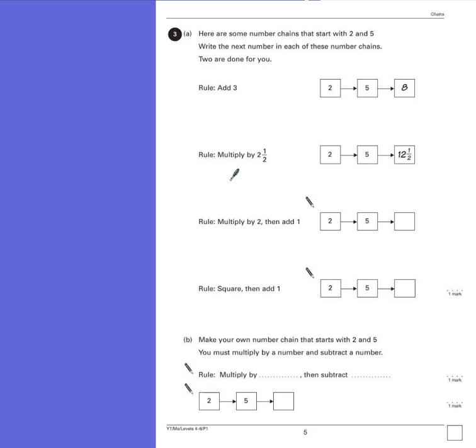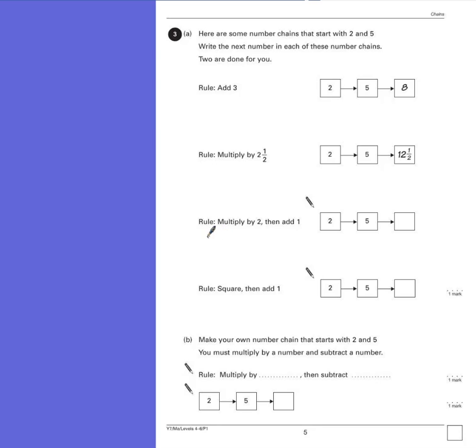If we look at the second example, multiply by 2.5. 2 multiplied by 2.5 is 5. 5 multiplied by 2.5 would give us 12.5. So these rules must apply to go from each number along the train to the next.